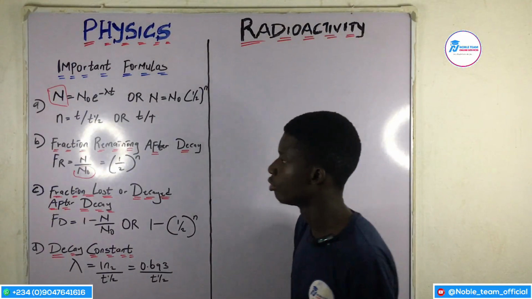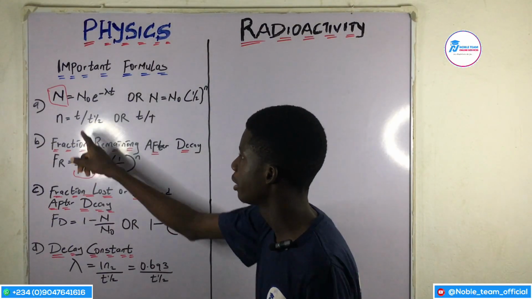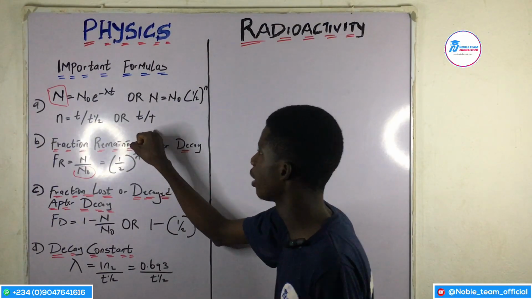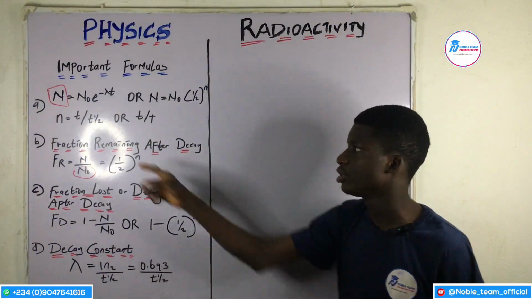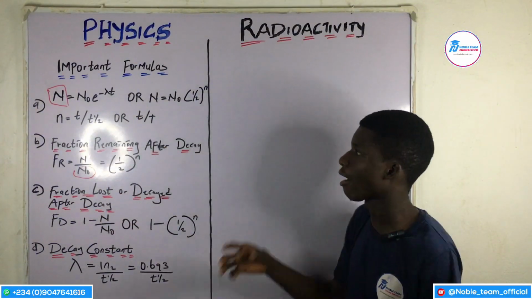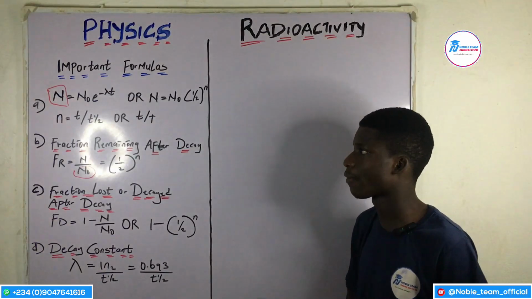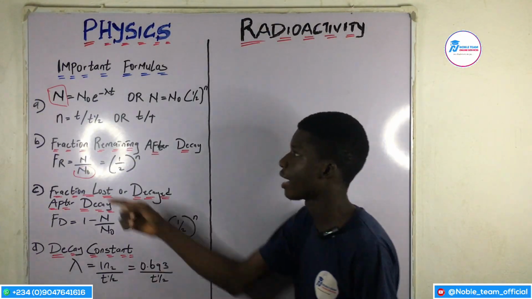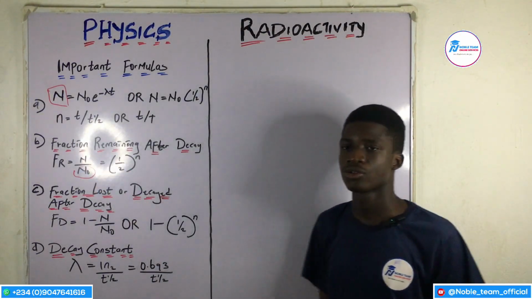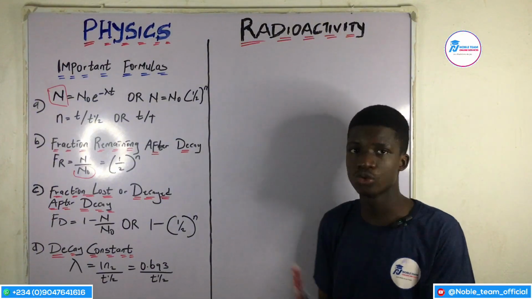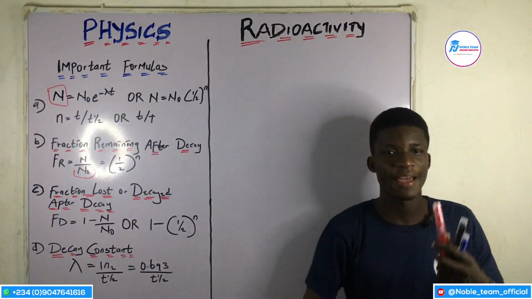Now which one again? We have our big T, which is our half-life. Our small t is the time taken to decay, and our n is the number of half-lives. Do you understand? So I've given you the parameters of what you need to know, and let's start by solving questions.